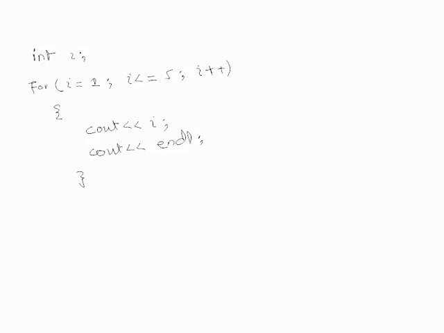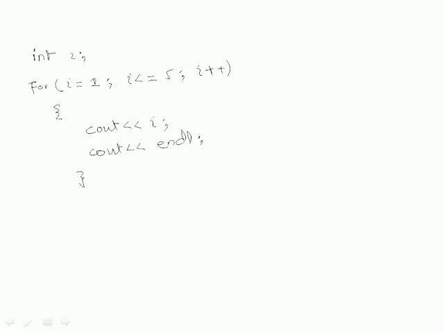In this program segment, you can see a simple program: int I. Then we have a for loop beginning from 1 through 5, and within the body of the for loop we are displaying the value of I, and then simply moving the cursor to a new line.